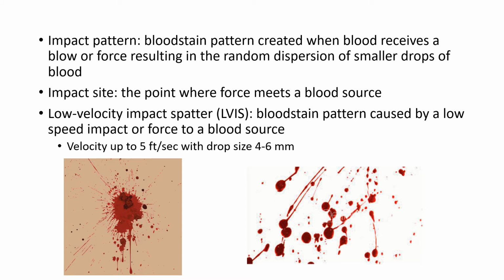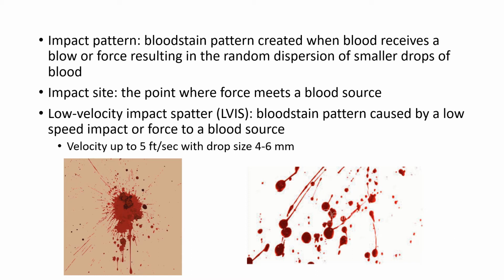We have impact patterns. This occurs whenever blood receives a blow or force, resulting in the random dispersion of smaller droplets of blood. So someone already has a head wound and then they're hit again with a weapon. When that weapon comes in contact with the blood that is already there, it's going to spray out in all directions, similar to the picture on the left. Here we had a source of blood, we hit it, and you see these sprays going off in every direction. The impact site is the point where force meets the blood source. So this is where the baseball bat will hit the individual's head. That is the impact site.